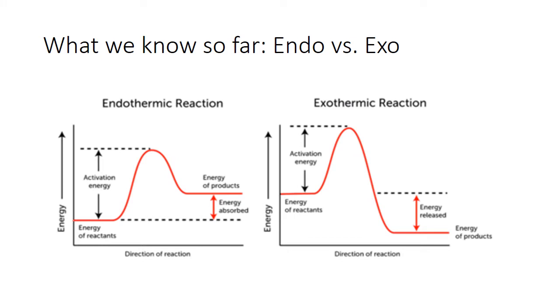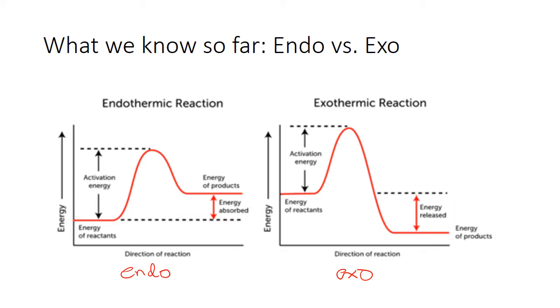So a couple of things we know so far. We've already seen the endothermic versus exothermic. So we know that this diagram here is endothermic. We can see that from start to finish, energy was absorbed. And we know that this diagram is exothermic. From start to finish, energy was released.